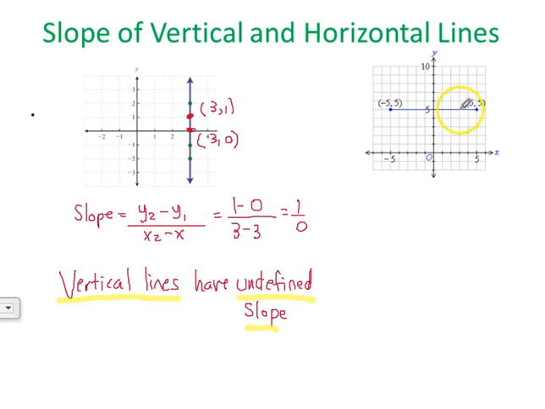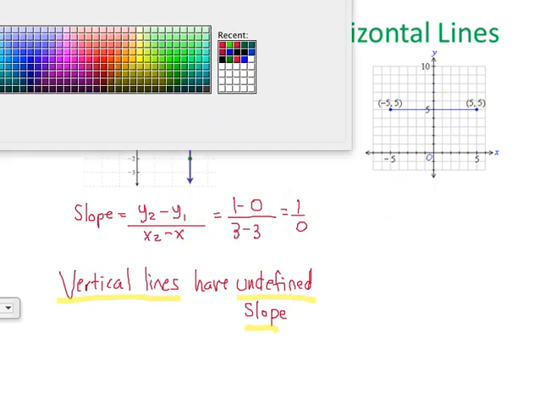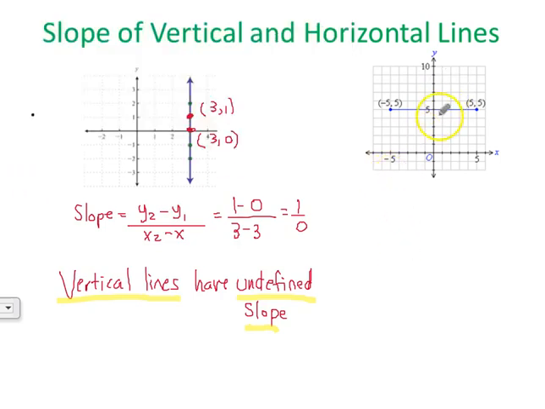What about for horizontal lines? Well, we've got a horizontal line up here. Let's do a quick calculation of the slope of this line. So let's use these 2 points right here. They're both on our horizontal line: (-5, 5) and (5, 5). So remember, for slope, we subtract our y coordinates. So 5 minus 5, and then we've got 5 minus -5. That becomes 5 plus 5.